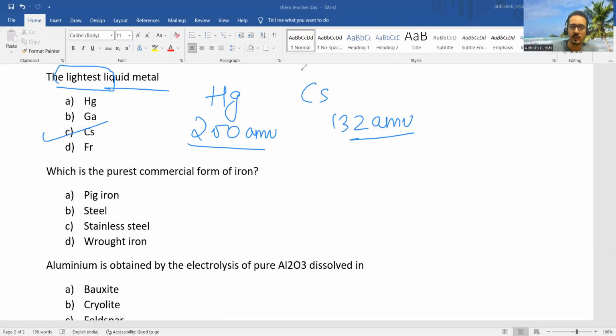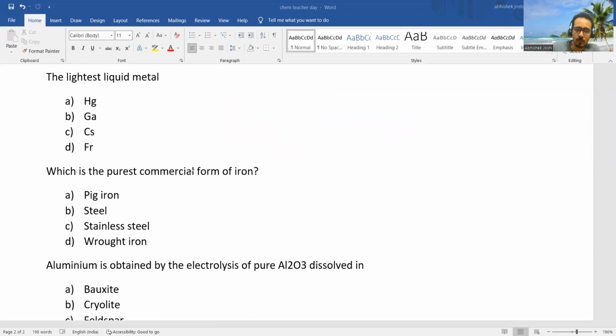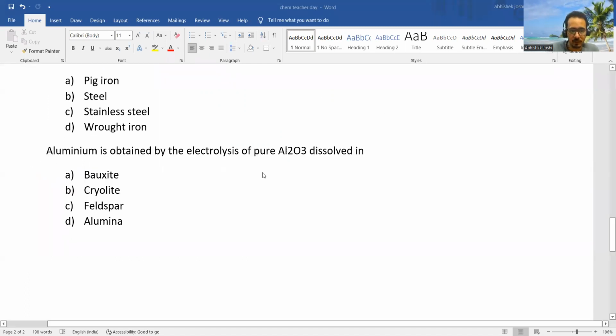And guys, the quicksilver is mercury. Mercury is basically known as quicksilver, so do remember this fact also. Now the question is, which is the purest commercial form of iron? Iron has many forms. Which one is the purest? Pig iron, steel, stainless steel, or wrought iron? The correct answer would be wrought iron. This is again an important question, guys. Okay, now we can move ahead.